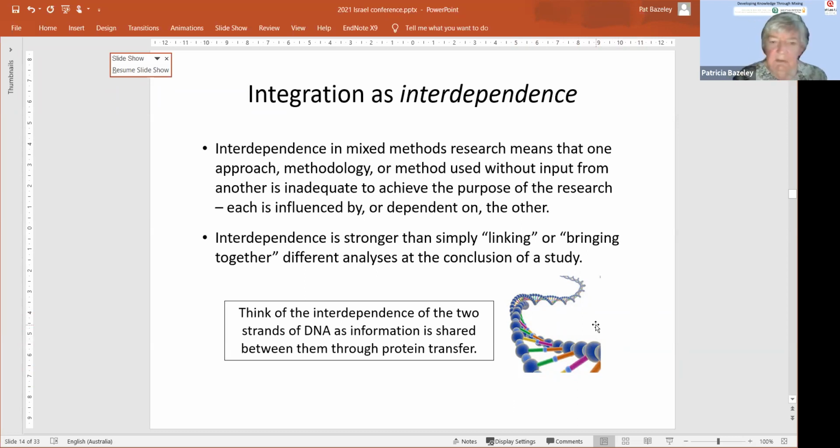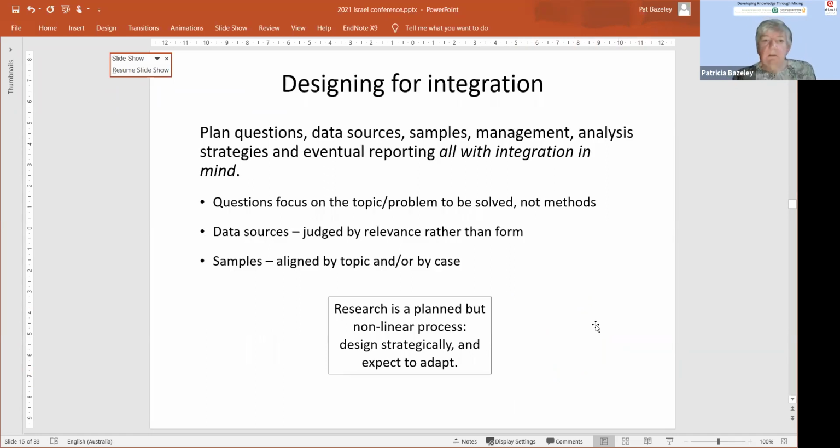Think of the interdependence, if you like, as the two strands of DNA, as information is shared between them through protein transfer. So then the question becomes one of designing for integration. And so we need to plan questions, data sources, samples, management, analysis strategies, and so on, eventual reporting, all with integration in mind. I would argue that questions focus on the topic or problem to be solved, not the methods.